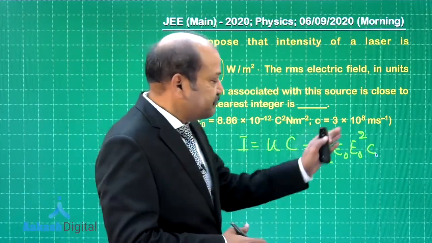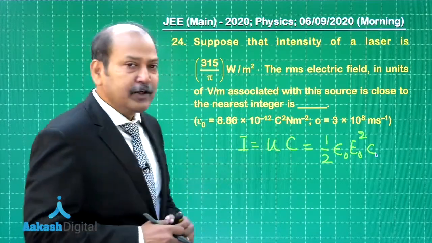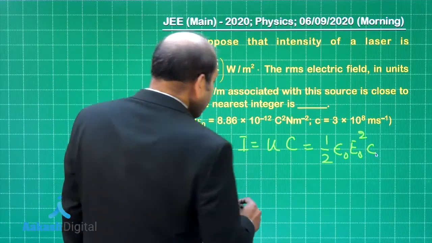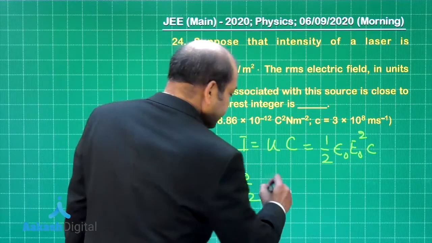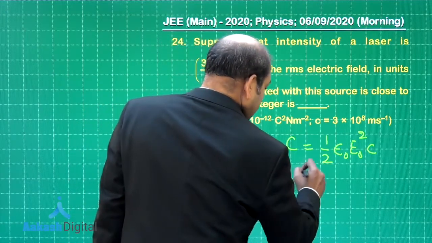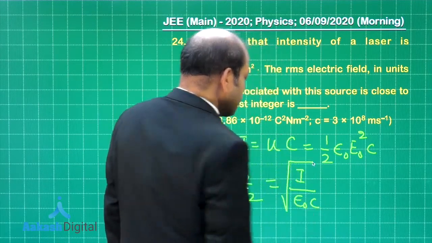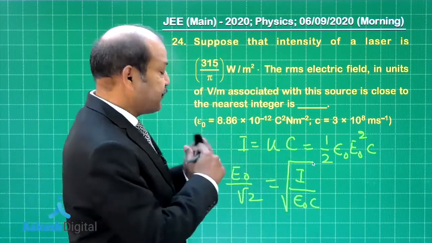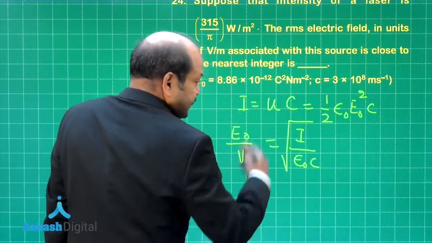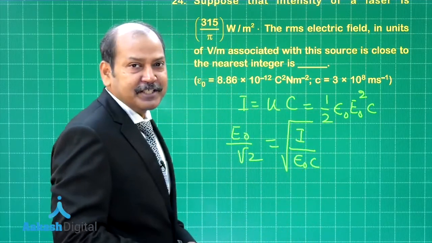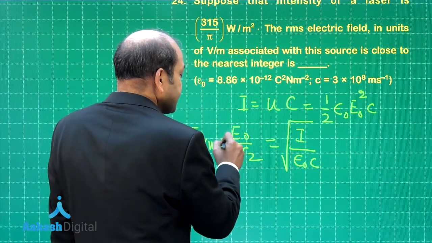So, we now have an expression from which we can easily extract the RMS value of the electric field. The RMS value of the electric field is given as E naught divided by root 2, and this can be given as I divided by epsilon naught c, and then we have to put a square root. So, this is the expression for the RMS value of the electric field, and all the values are provided to us. Let me put here that this is also the RMS value of the electric field, which is what is being sought here.